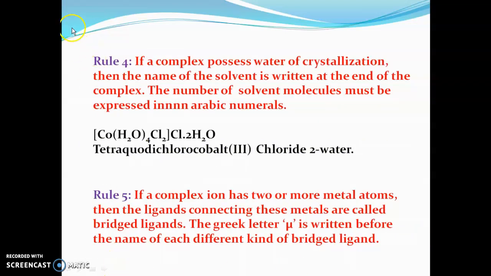Next, rule number 4. If the complex possesses water of crystallization, then the name of the solvent is written at the end of the complex. The number of solvent molecules must be expressed in Arabic numerals. For example, this cobalt H2O 4 times, Cl2, Cl 2H2O. Here this 2H2O is the water of crystallization. In that case, you apply the rules as we learnt in the previous slides to name this entire complex, followed by the suffix 2 water. So tetraaquodichlorocobalt 3 chloride 2 water.